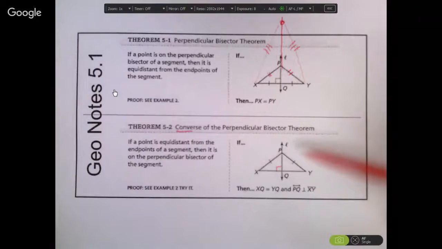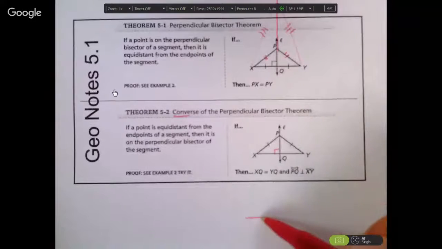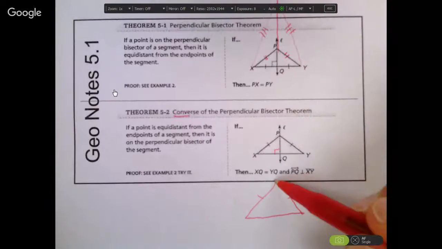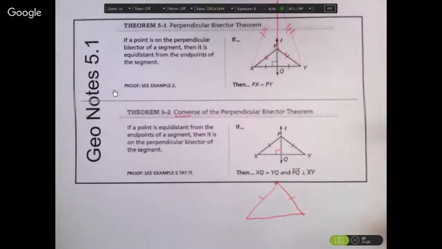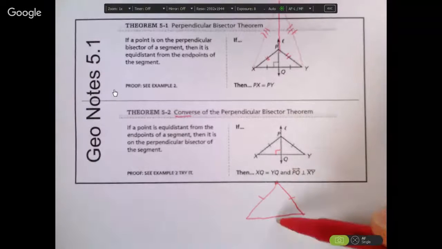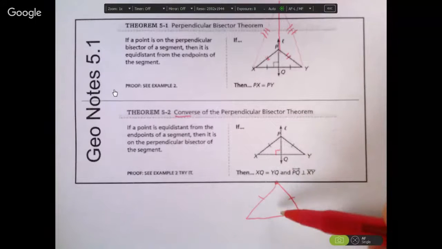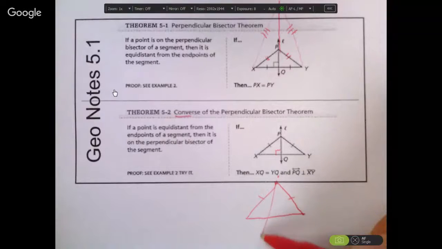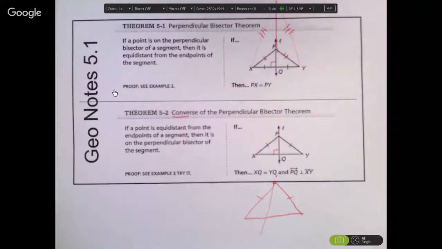Because I could draw a triangle that had these sides congruent, and what they're saying is if I then draw straight down, this is the perpendicular bisector, okay? But I could draw like this. Is that a perpendicular bisector? No. No. So it's got to be straight down.